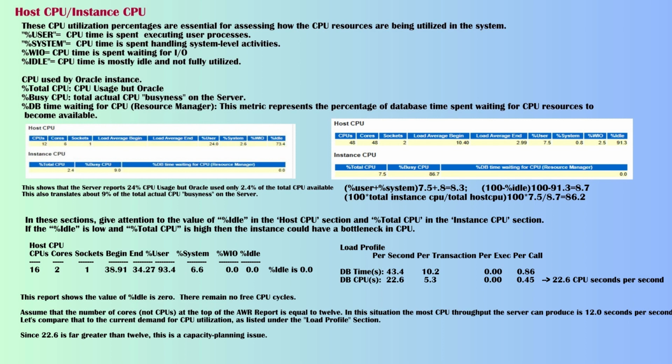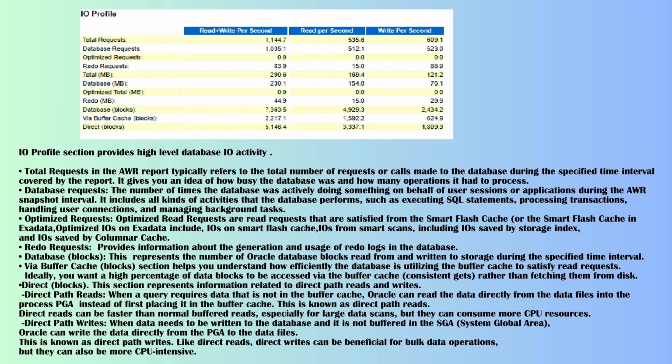If you are running Oracle database on either Unix or Linux, then also consider executing vmstat during a time of peak workload. The R column in its output will show you the length of this run queue. Any count of processes greater than the number of physical cores is the number of database sessions sitting in the CPU run queue. I/O profile section provides high-level database I/O activity.